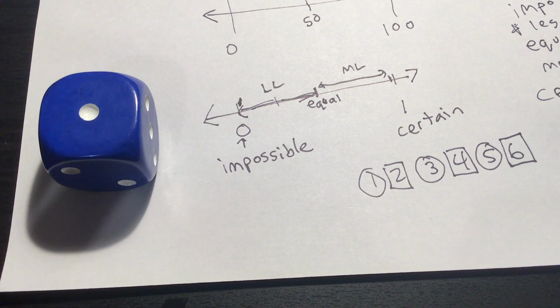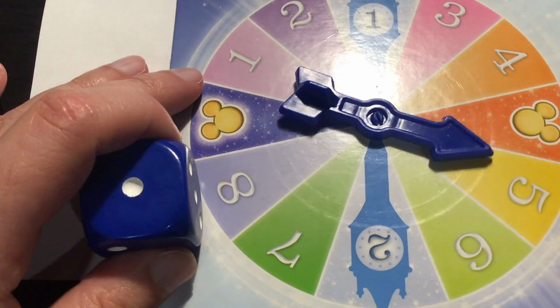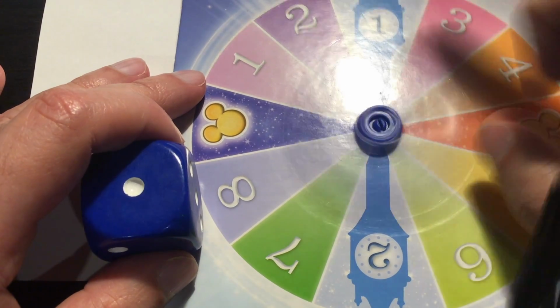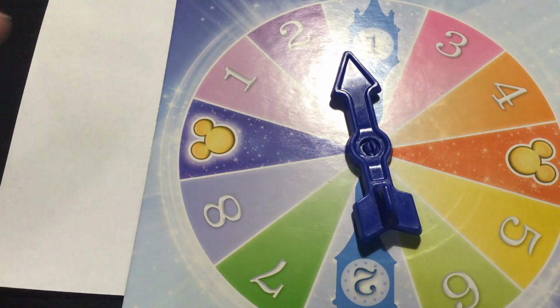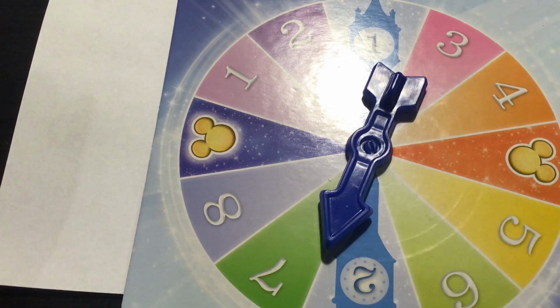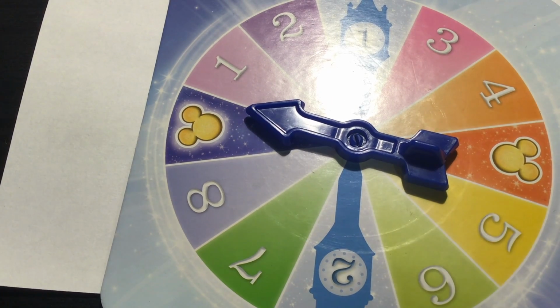Okay, so let's look at spinners for a minute. Now, this is not a great spinner to use as an example because there's so many choices on it, okay? But it is a good example in a different way, and that is this is what we would call a fair spinner. And what I mean by that is that you have just as much chance of getting any of these options as any other.